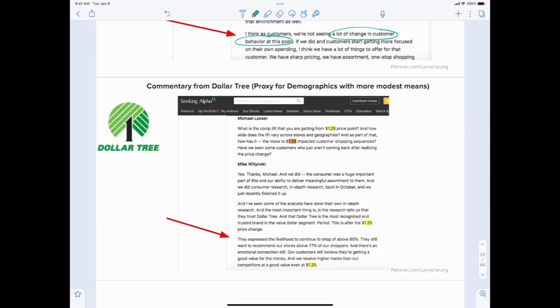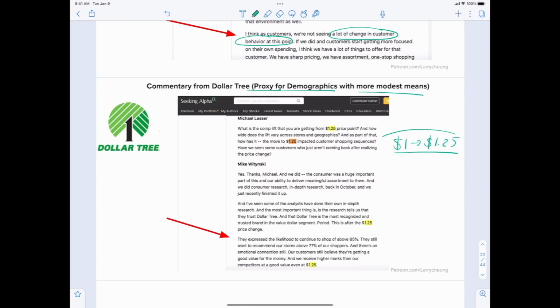The last company that I want to talk about is Dollar Tree, and this is a very interesting proxy for demographics with more modest means. Dollar Tree recently made a very big announcement that they're moving their $1 price point for a lot of their items to $1.25.